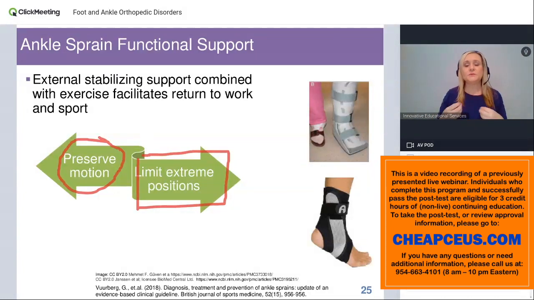And then they're going to move to some more flexible bracing system that allows more of that controlled motion. The idea is that that gentle tension on those ligaments that are trying to heal is going to allow those fibers to align in a more parallel orientation.